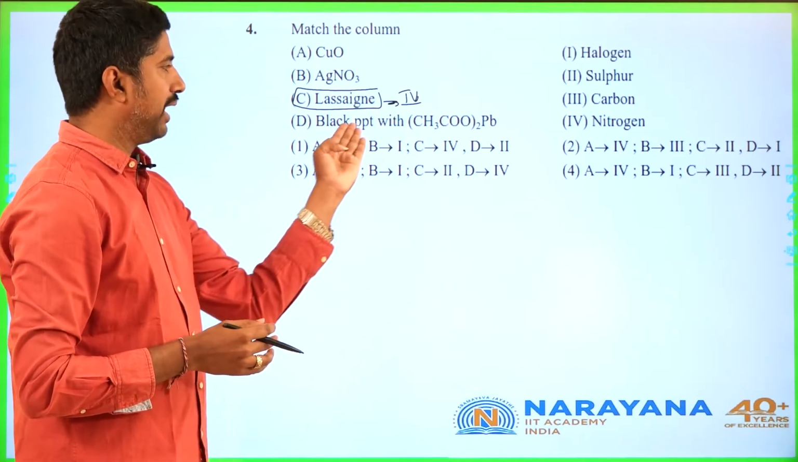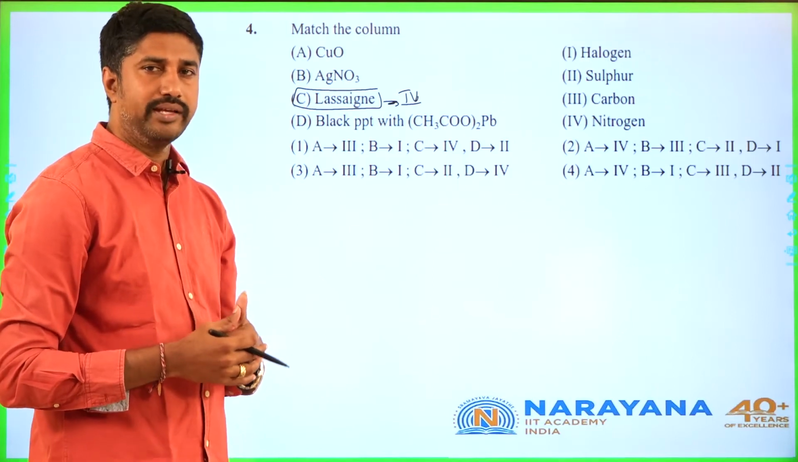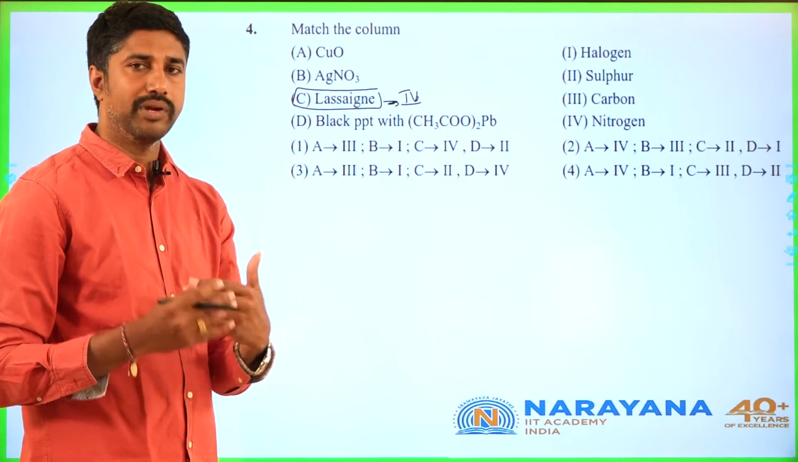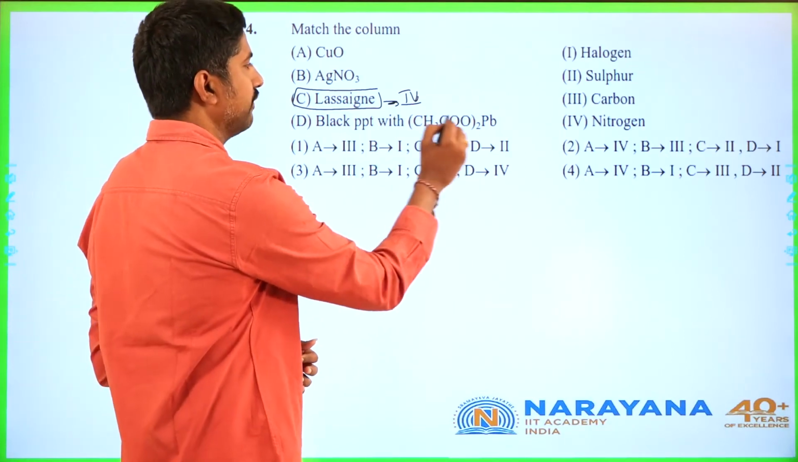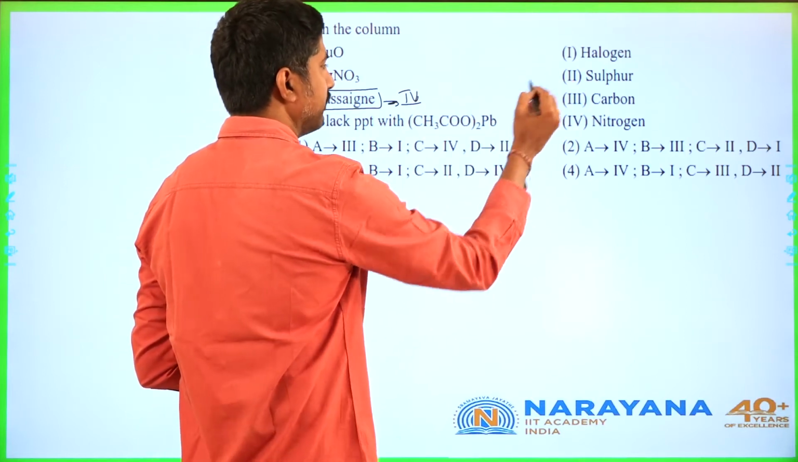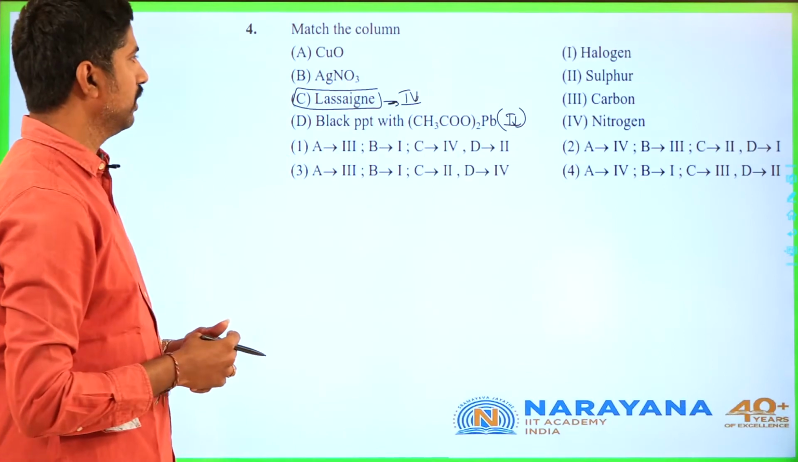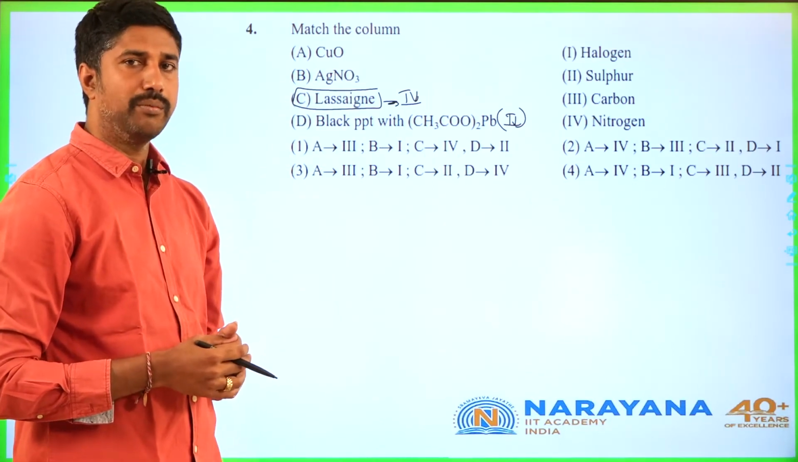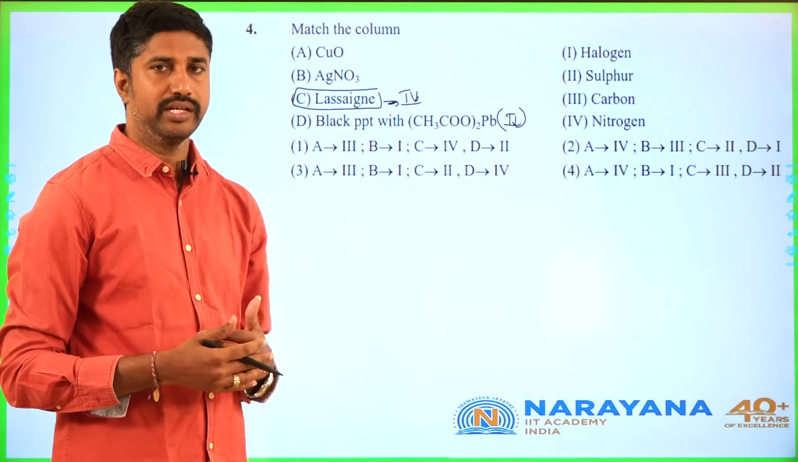And we know black precipitate with lead acetate is nothing but the identification test for sulfur, which forms lead sulfide, which is a black precipitate. So the lead acetate test is commonly used for sulfur, and so we can write it is 2. And we know that the AgNO3 silver nitrate test is commonly used for identification of halides, except fluoride.